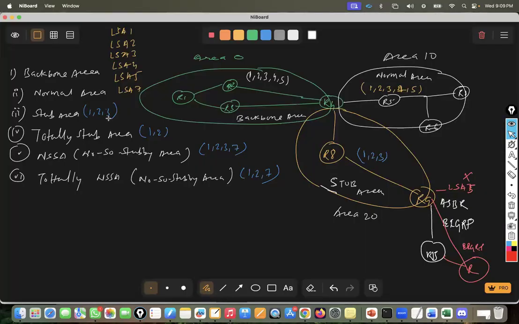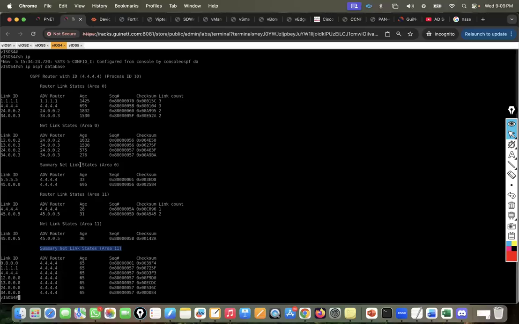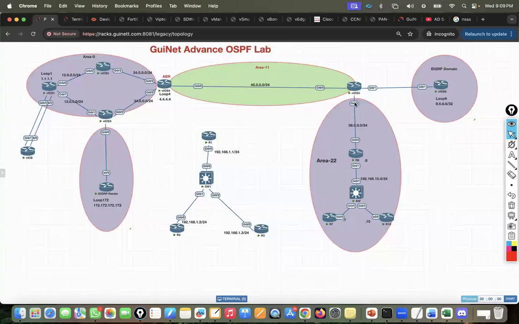Right now it's totally stub, that's why LSA 5 is blocked. No, not totally, it's a stub area. I made only a stub area. So a stub area is going to inject 1, 2, and 3. The area will have only 3 LSAs, 1, 2, and 3. All 3 are coming. Yes. But if I want to reach this 6 network, can I reach it?